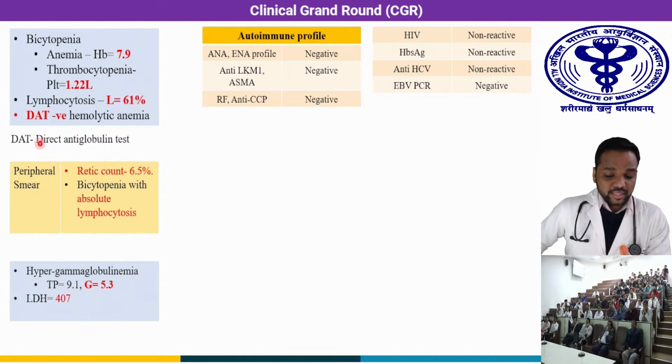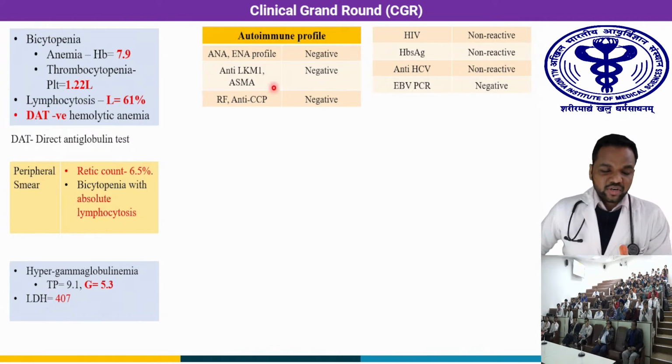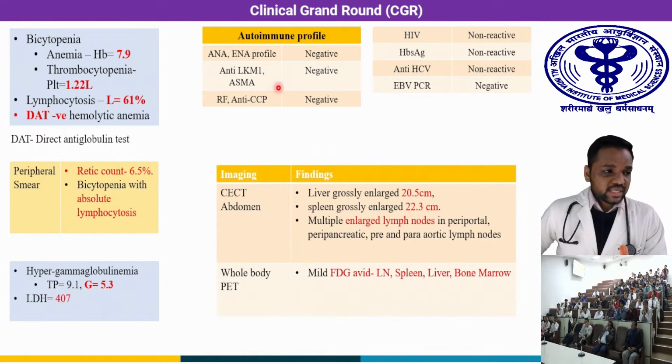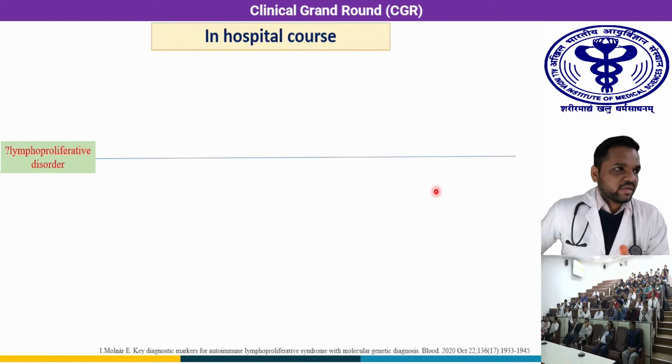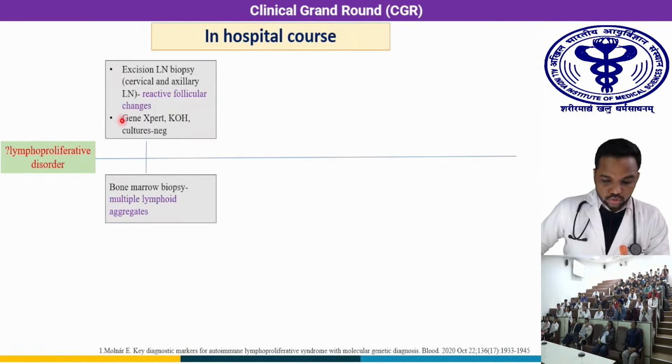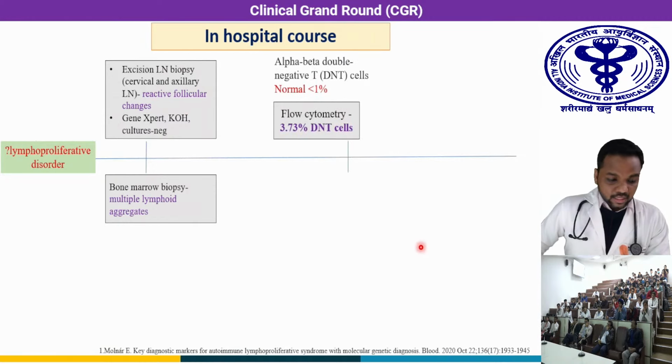and direct antiglobulin test negative hemolytic anemia with hypergammaglobulinemia. Other autoimmune profiles were negative, and imaging showed hepatosplenomegaly with lymphadenopathy, which was also FDG avid on PET scan. So we further evaluated on the lines of lymphoproliferative disorders, and biopsies were done. Lymph node shows reactive follicular changes, bone marrow shows multiple lymphoid aggregates. On suspicion of autoimmune lymphoproliferative syndrome, we sent flow cytometry for double negative T cells, which was raised.